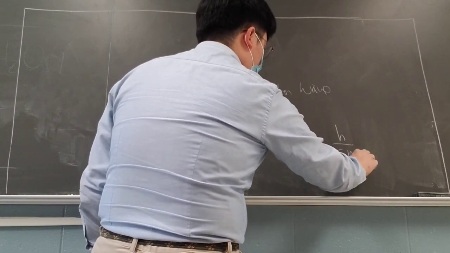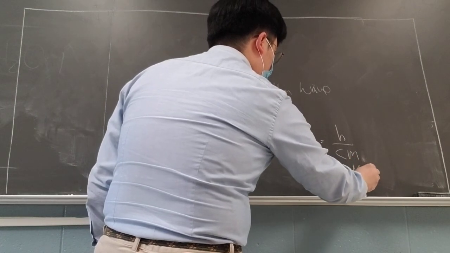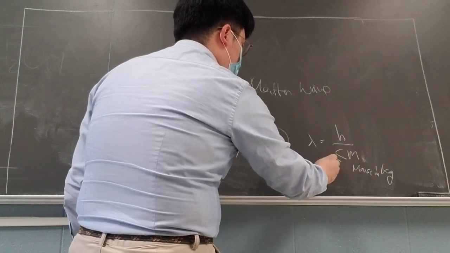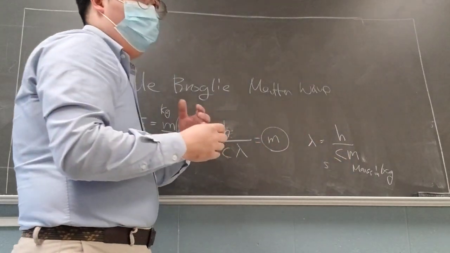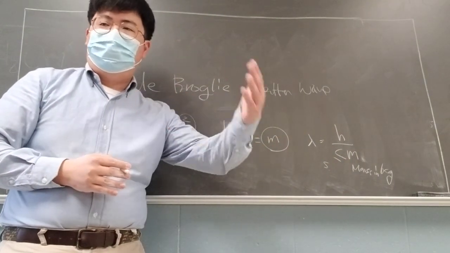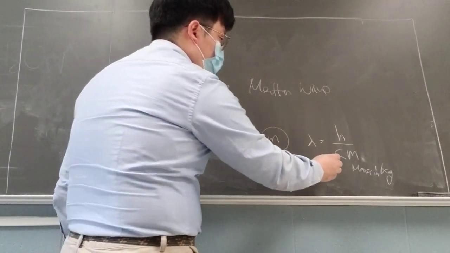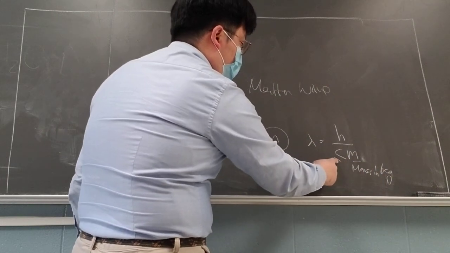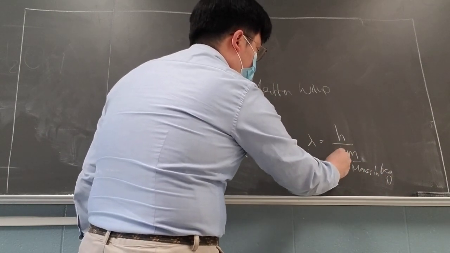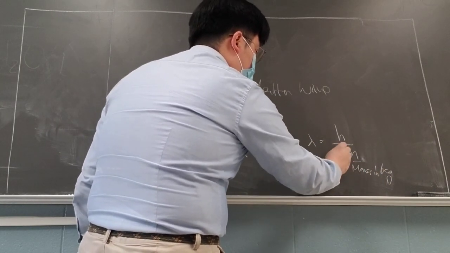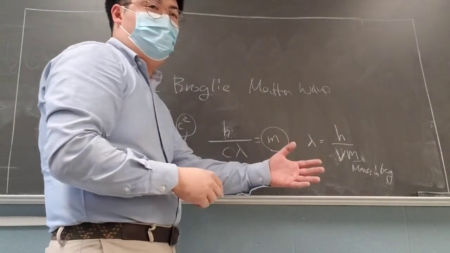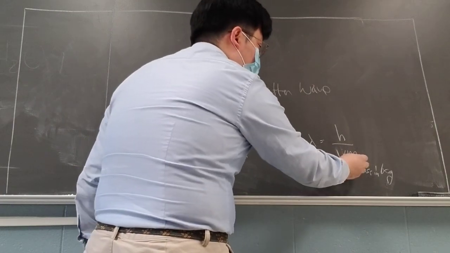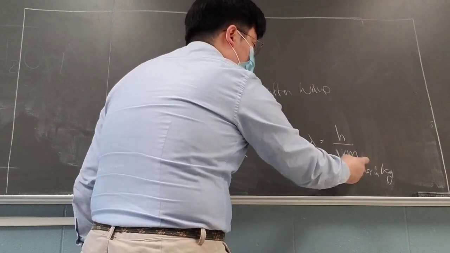So this is the mass in kilograms, and this is the speed of light. But he actually generalized it, not just for light, but for everything. So this could be any matter that has this much mass, and this is the velocity of that matter. So the Planck constant over the velocity of that matter times the mass of the matter gives this much wavelength.